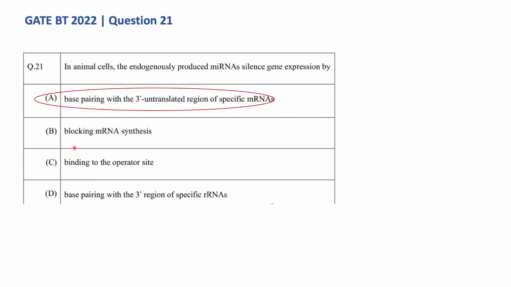Option B is blocking mRNA synthesis. The microRNAs either degrade the mRNA or they block the translation of proteins from these mRNAs, and they don't bind to the operator site and they don't bind to any rRNAs. rRNAs are not involved in the whole process. So the answer here is option A.